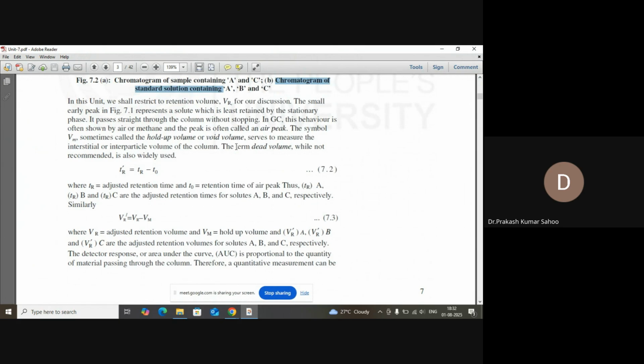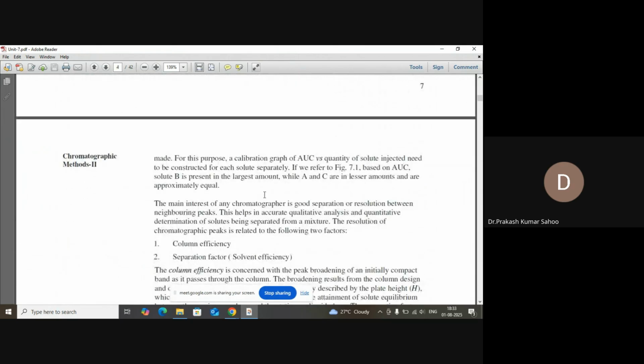The adjusted retention time Tr' equals Tr minus T naught, where Tr' is the adjusted retention time and T naught is the retention time of the air peak. Then we have Vr' equals Vr minus Vm, where Vr' is the adjusted retention volume and Vm is the hold up volume, for solutes A, B, and C. So this is just an example.